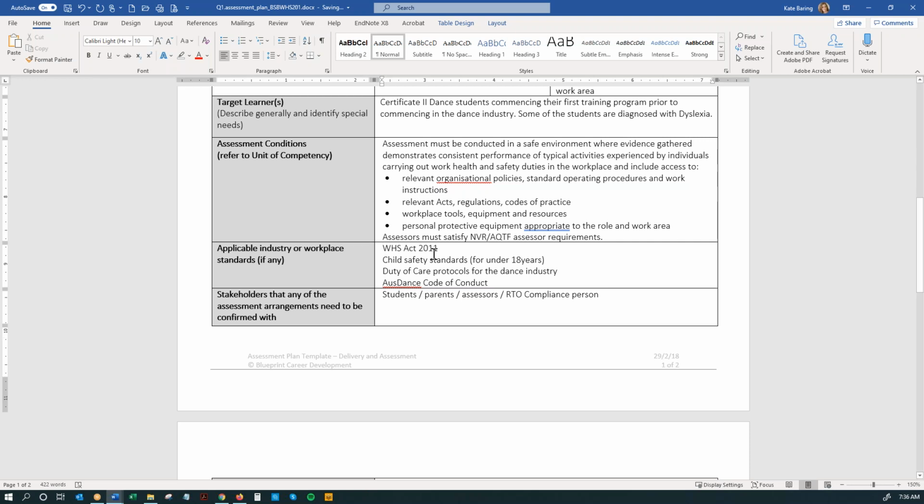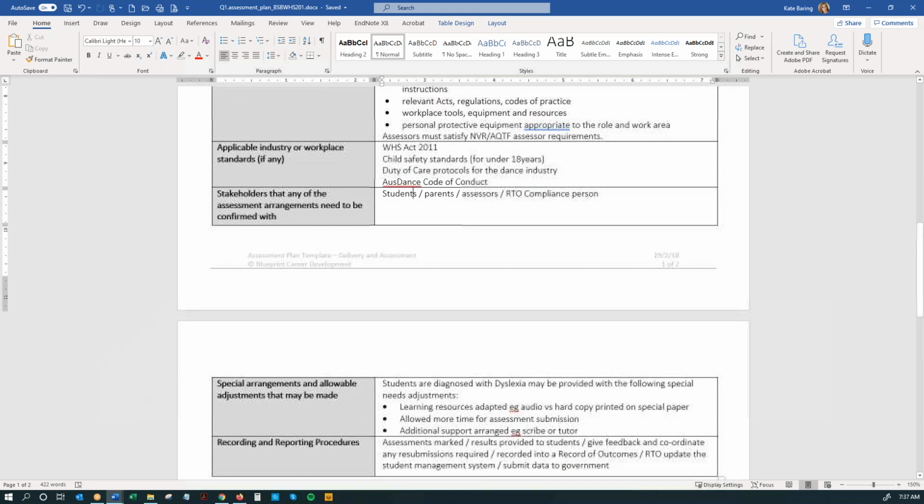But because we've contextualised this to a dance world, we've also put in some specific industry standards that relate to the dance industry. Again, whatever industry you're in, you may have certain codes of conduct or different standards or documents or regulations that relate to your industry, and you would pop those in there. As a subject matter expert, you should have knowledge of what that might look like when you're watching people do certain skills or tasks.